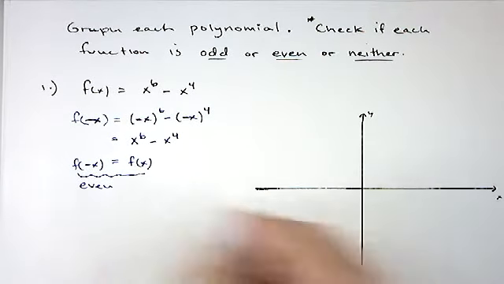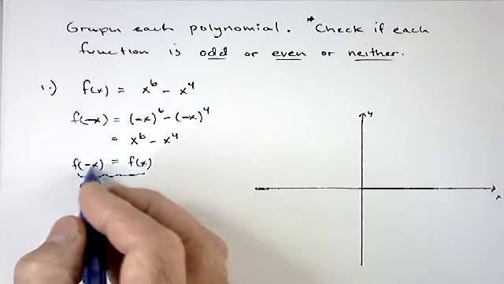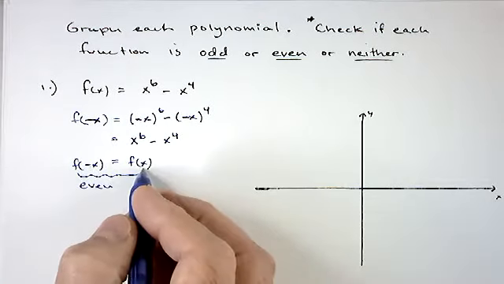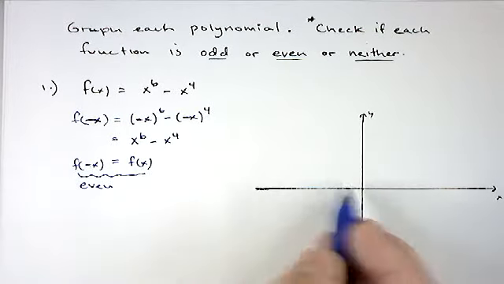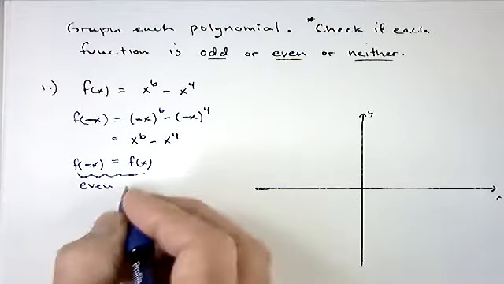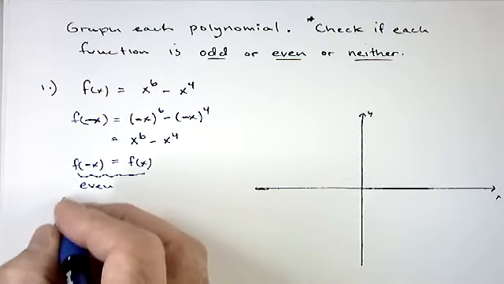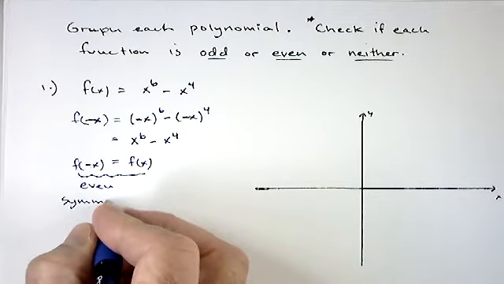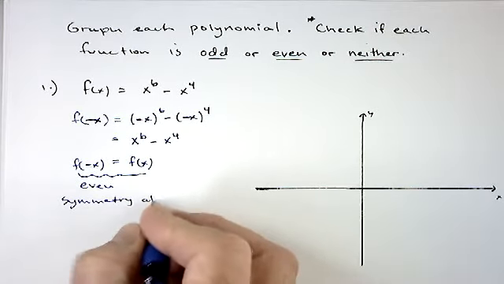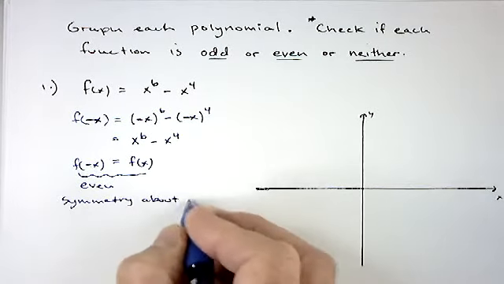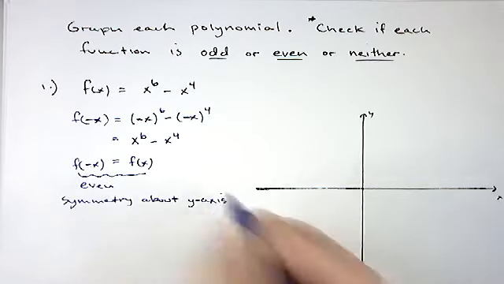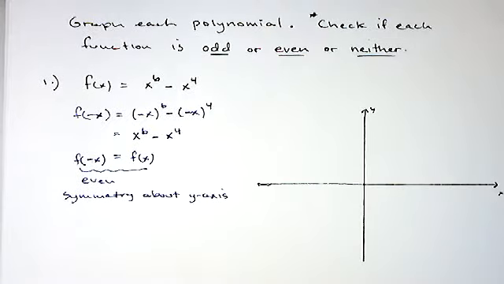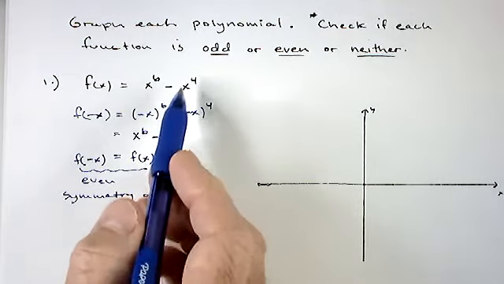And remember what an even function is. The values of your negative x values are exactly the same as your positive values. So you get symmetry about the y-axis. So how can I use that? The previous video we talked about graphing polynomials.